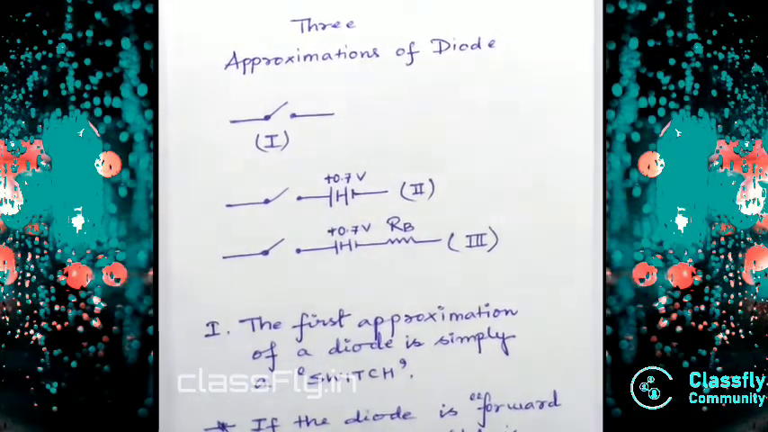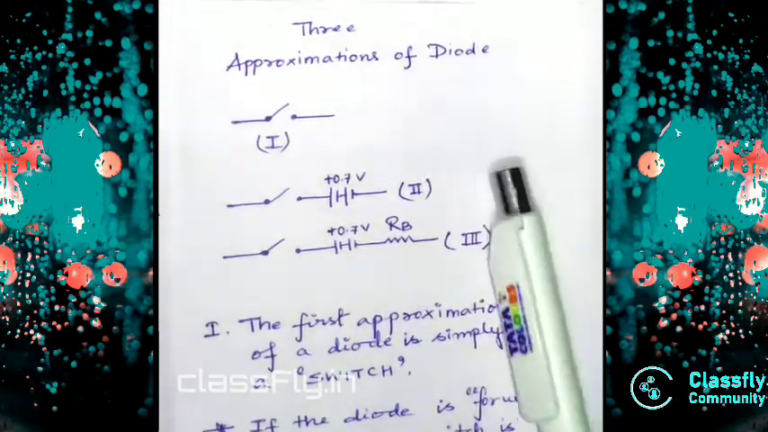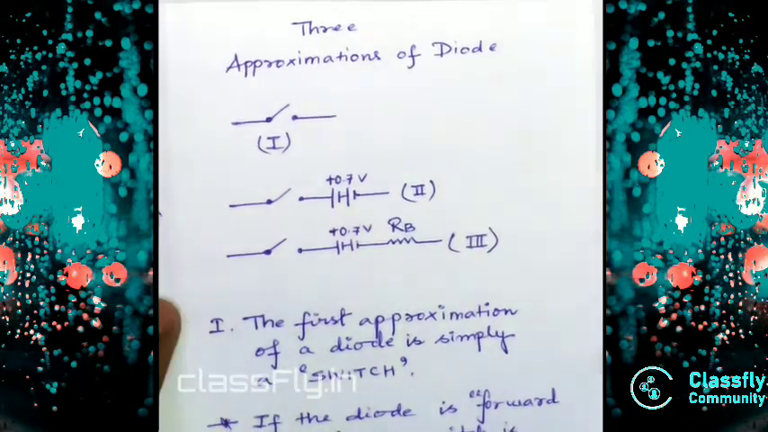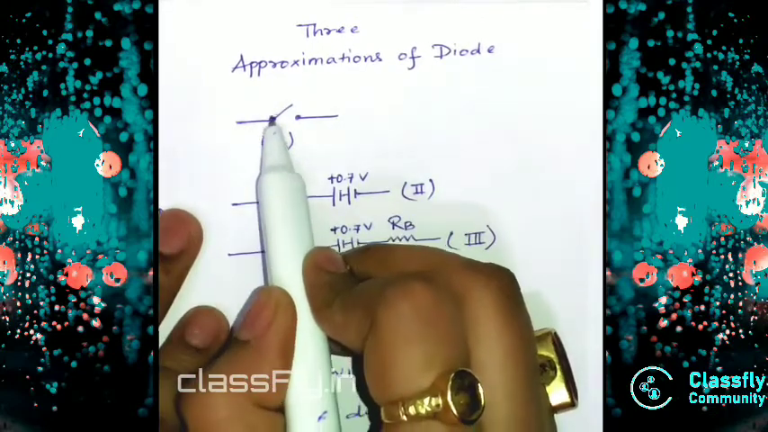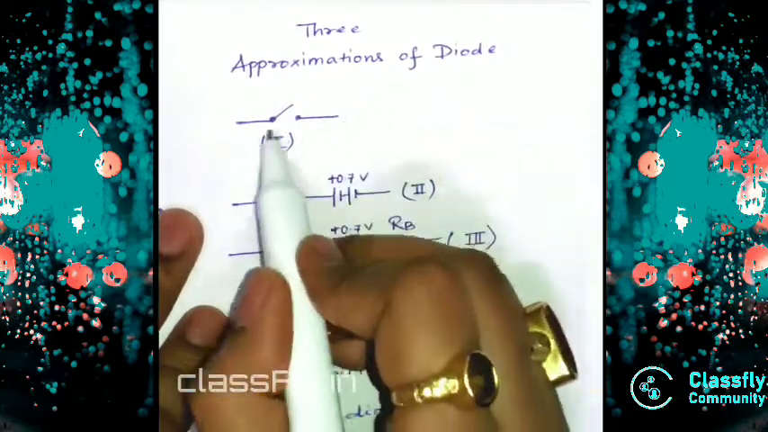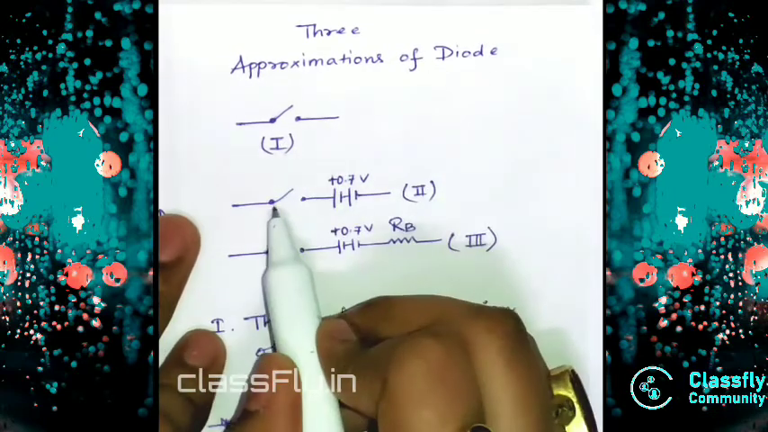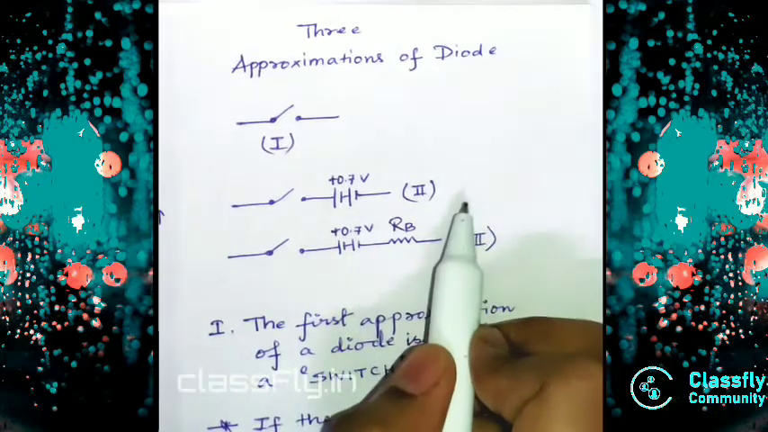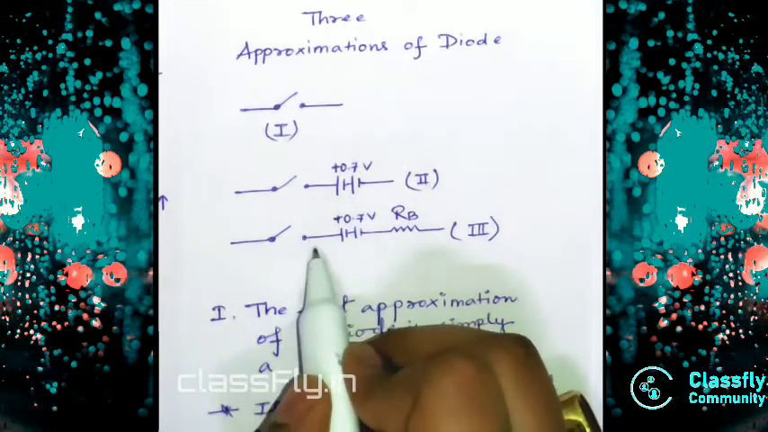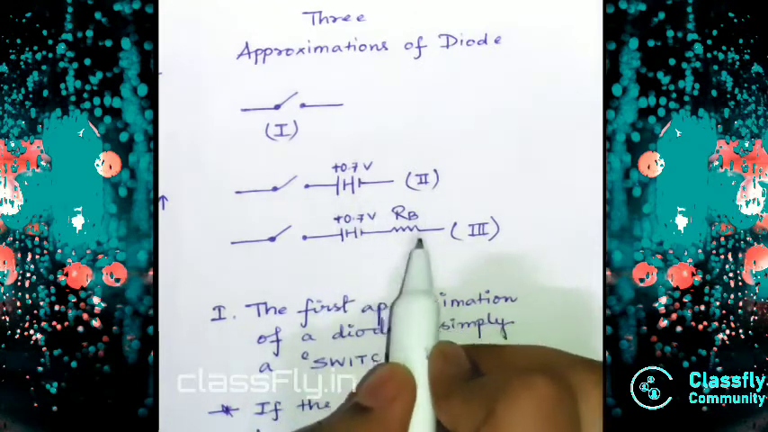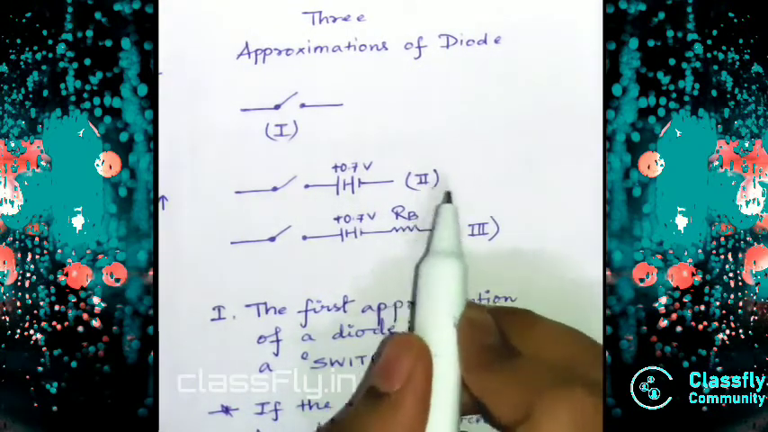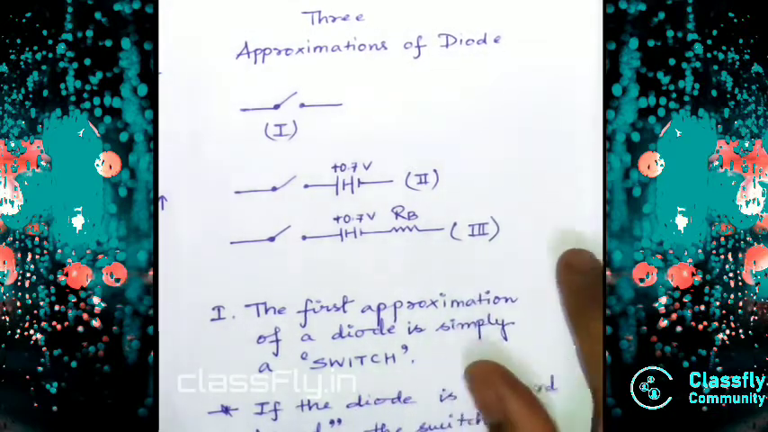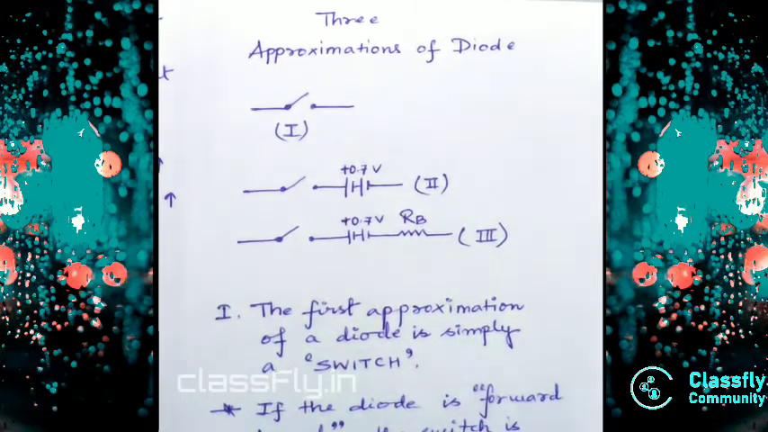So today we will be doing the next part of the diode approximation, that is, the 3 types of diode approximation. When there is a switch, then it is the first approximation. Whenever there is a switch with a battery, then it's the second approximation. When there is a switch with a battery and an internal resistance, then it will be the third type of approximation of the diode.